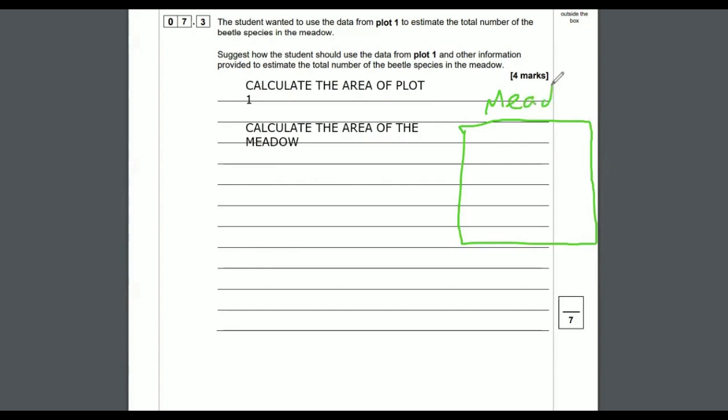So here might be my meadow, lovely jubbly, lovely field. And then here is the plot that I've analyzed. Maybe that's 2 meters squared. And the whole meadow is 50 meters squared. The next step is to find out, well, how many plots would fit in 50 meters?